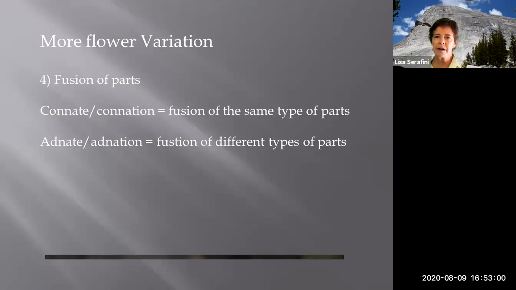Okay, so more variation. Flowers can have their parts fused, and there's two types of fusion. If you have the same kinds of parts fused with each other, they're connate to each other, or we have connation. So if petals are fused to petals, or sepals are fused to sepals, we say they're connate. We can also have different types of parts fused. If we have stamens fused to petals, for instance, the stamens are adnate to the petals, so that's adnation.